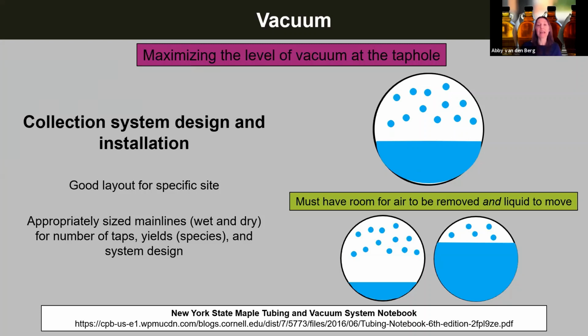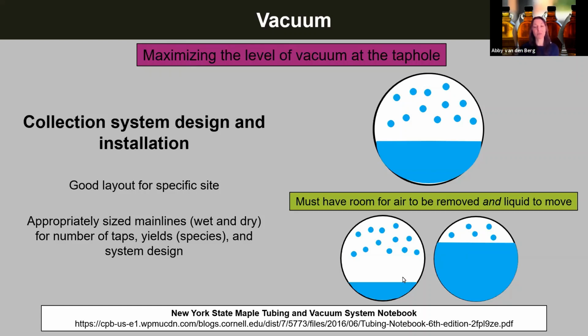And the reason for that is because there needs to be enough room in that tubing to move both the sap and the air. Vacuum is extracting the air molecules from the tubing. So both of those things need to be able to move. If there is too much liquid in the pipe, there's not enough room for the air to be evacuated, and vacuum levels will drop fairly significantly.